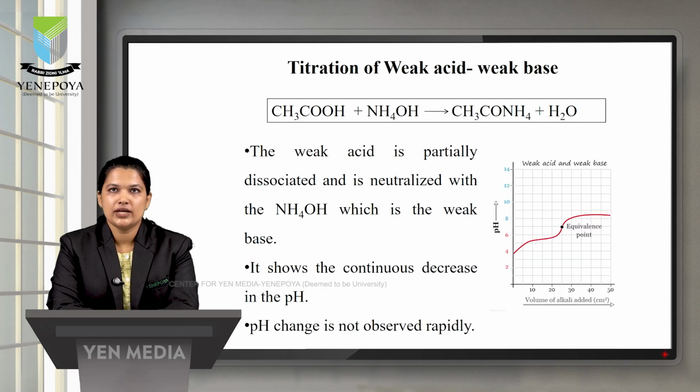Then the titration of weak acid and weak base. Here the weak acid CH3COOH reacts with NH4OH to get CH3COONH4 plus water. The weak acid is partially dissociated and neutralized with NH4OH, which is the weak base, showing a continuous decrease in the pH, and the pH change is not observed properly.